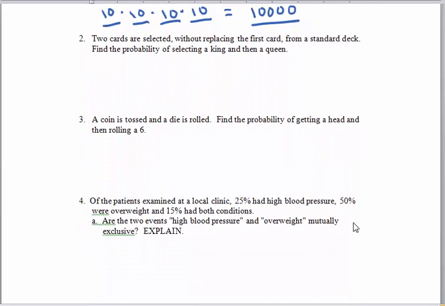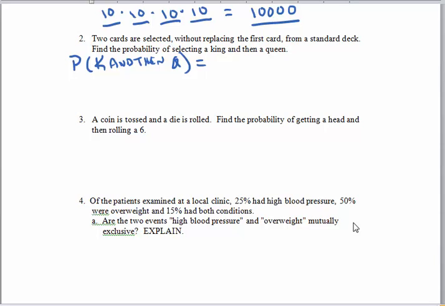Okay, so that was really a counting principle problem. Now, number 2 says 2 cards are selected without replacement, without replacing the first card, from a standard deck. Find the probability of selecting a king and then a queen. So the way that I would write this out would be the probability of K and then Q.